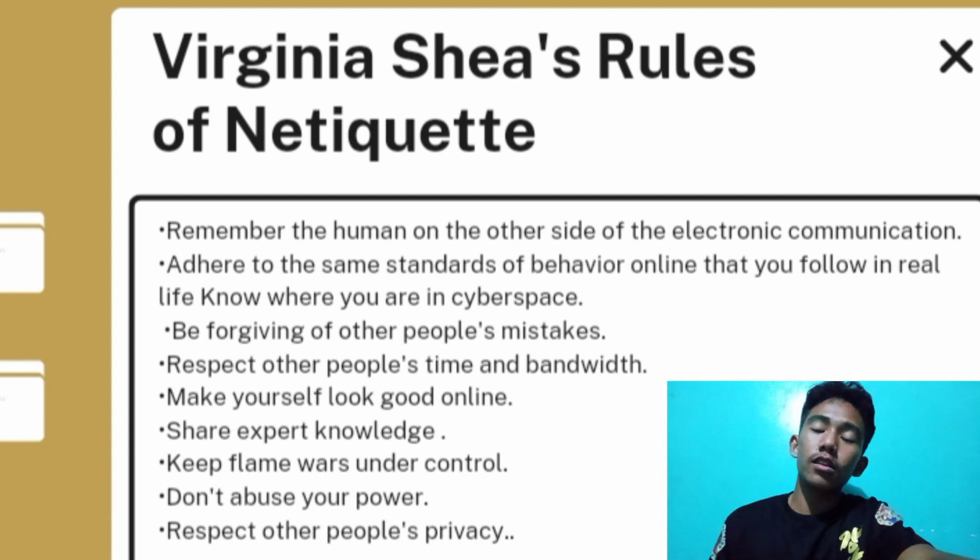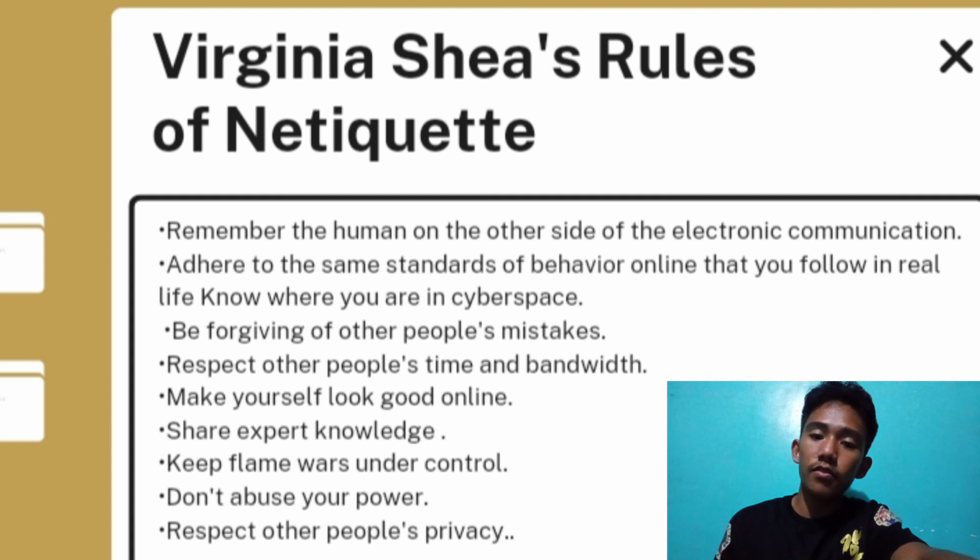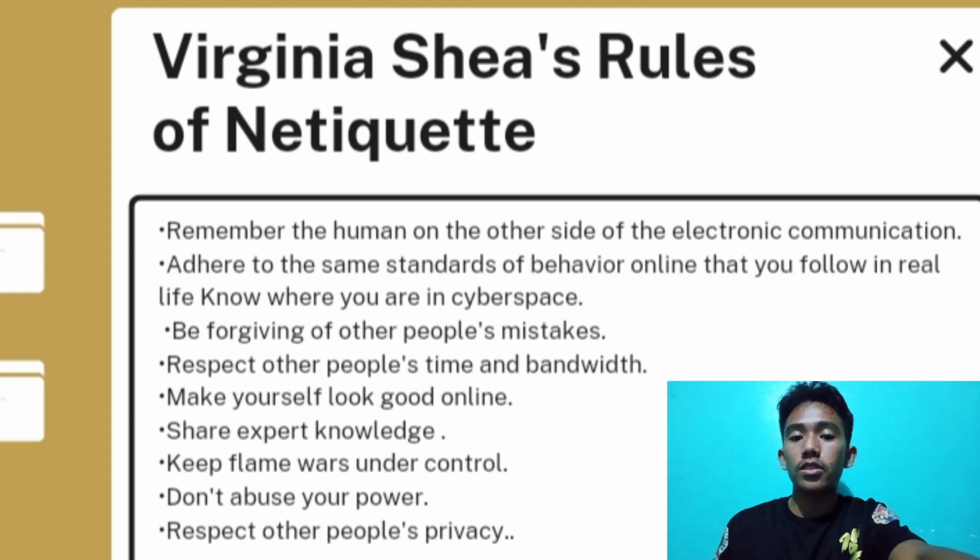Virginia Shea's Rules of Netiquette is a book that outlines essential guidelines for proper online etiquette. It highlights the importance of respecting others in online communication. Some of the rules include being mindful of tone and language, using proper grammar and punctuation, avoiding excessive use of capital letters, refraining from spamming or sending chain emails, and respecting others' privacy and personal information. Thinking before posting or sharing content and being forgiving of the mistakes of others. These rules serve as a foundation for cultivating a positive and respectful online environment.